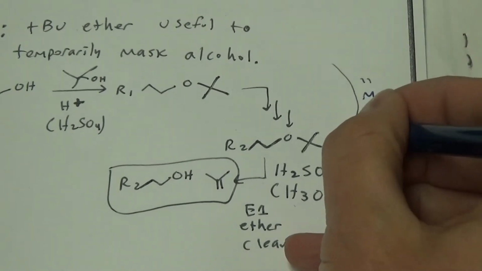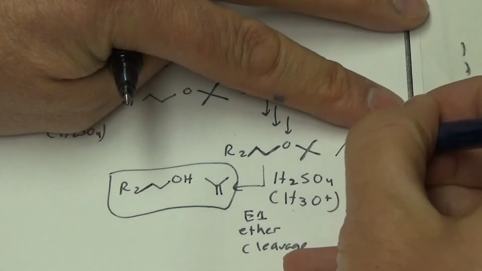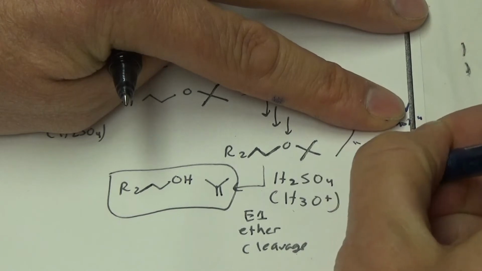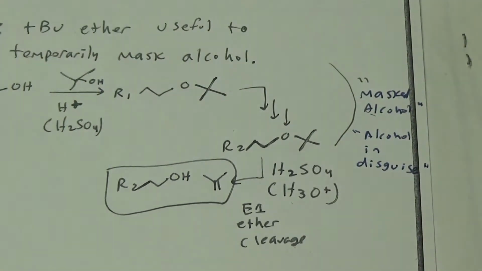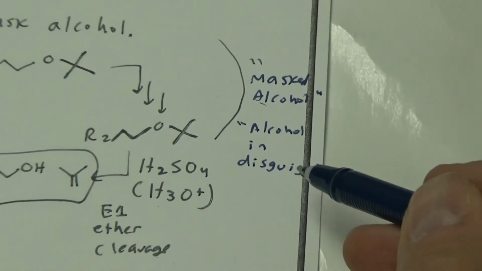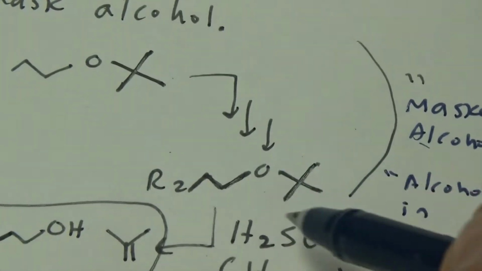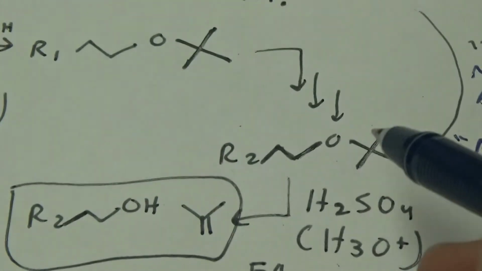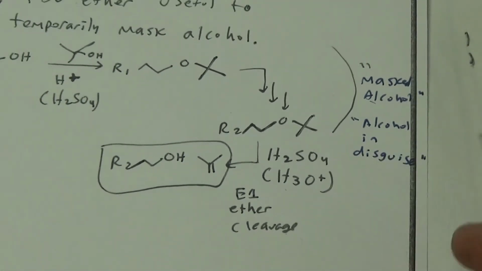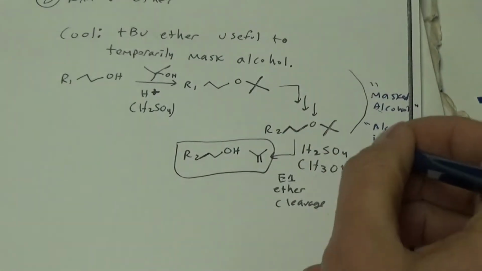Another name for it I like to use is it's an alcohol in disguise. It's an alcohol in disguise because it's like we just had Halloween. This is the Halloween costume of an alcohol, right? Because it can return back to its normal alcohol state just by using sulfuric acid. Alcohol in disguise. Okay, and I'm also going to call it one more thing.